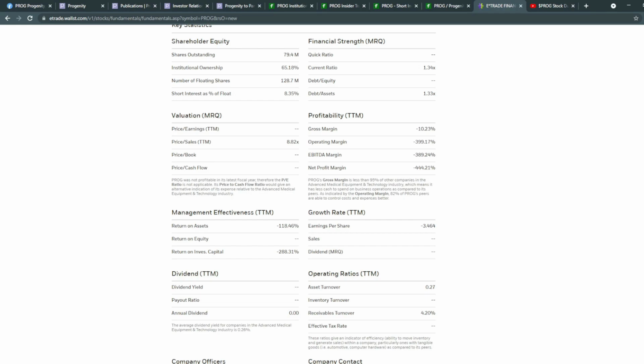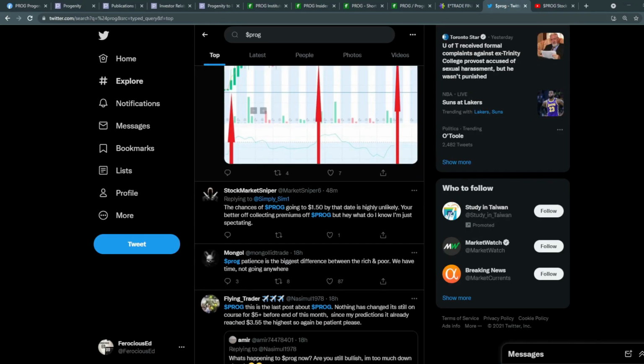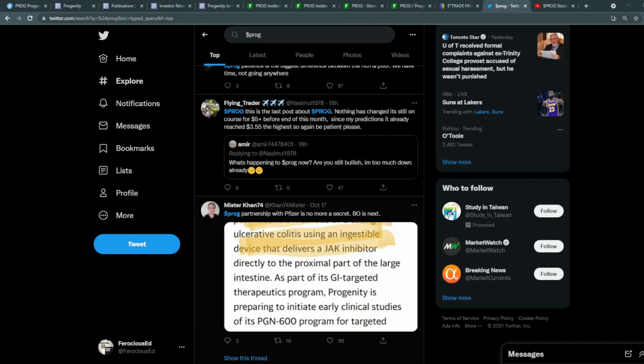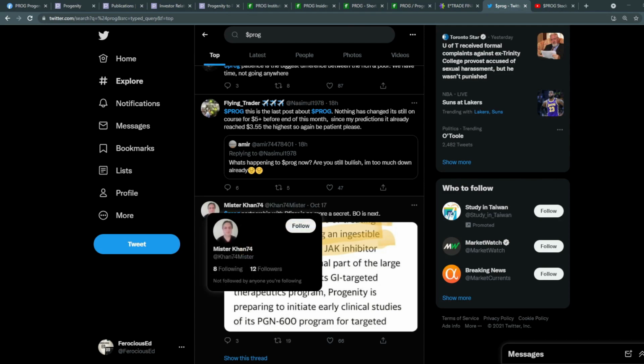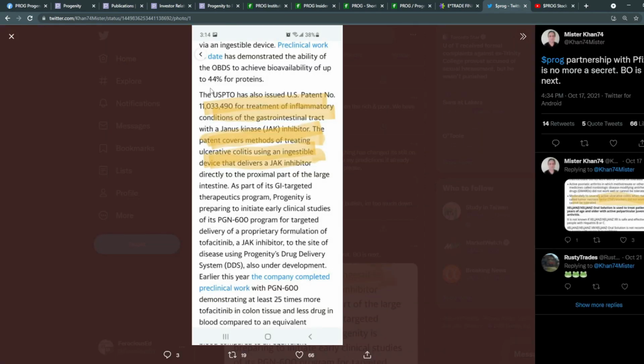Now, when we're looking into retail volumes itself, we notice that PROG is mentioned a few times. Now, the retail is mainly focused on two things: the short selling as well as the partnership with Pfizer, basically. Like, take a look at this person who just highlighted this one. The USPTO has issued US patents, and they're talking about it. We're going with the gastrointestinal tract with a Janus kinase inhibitor.